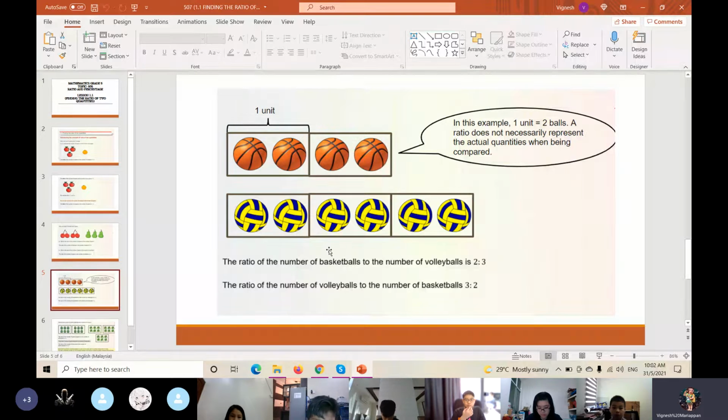Did I ask you all to count one by one? Teacher said count in units. 2 balls, 1 unit. 3 to 2. Wrong. The ratio of the number of volleyballs. Yes, 3 to 5. Very good. 3 to 5. Understand or not?